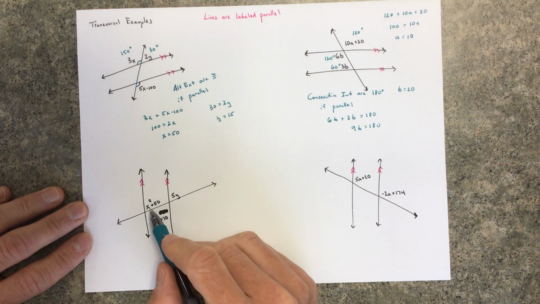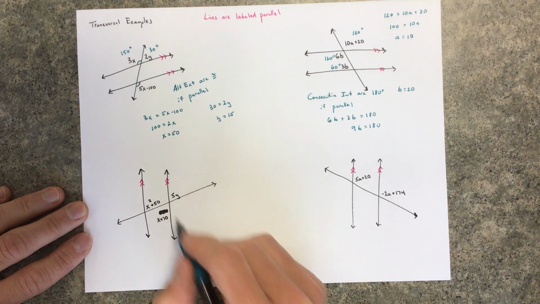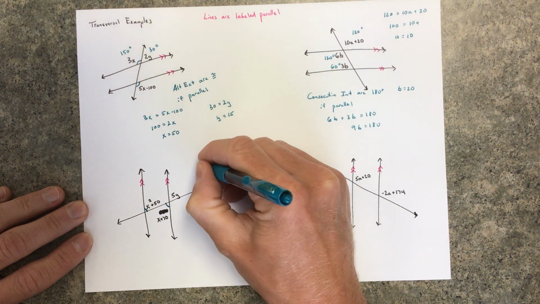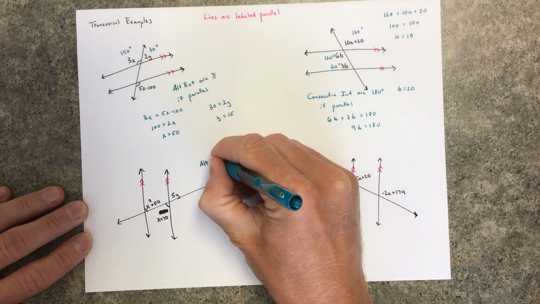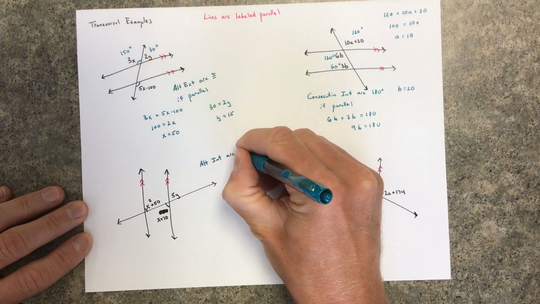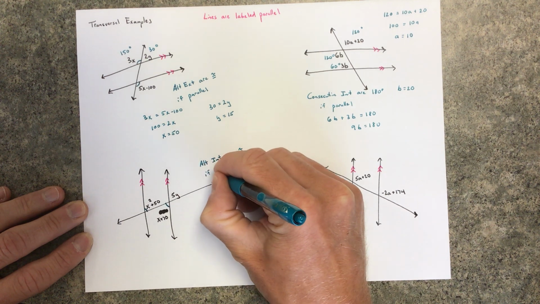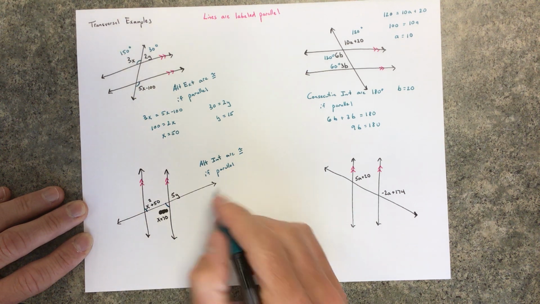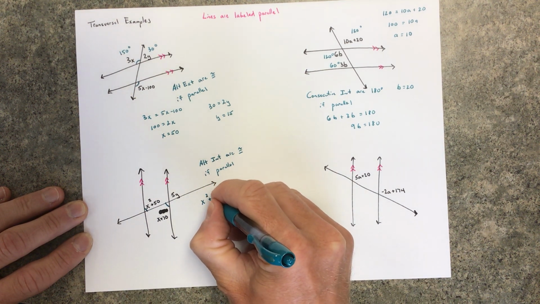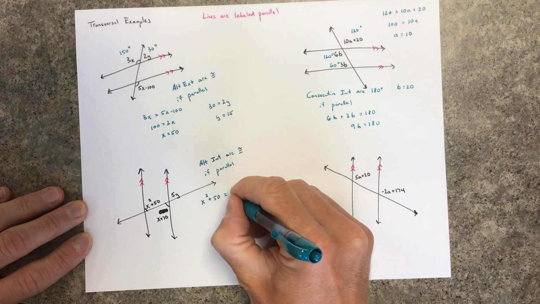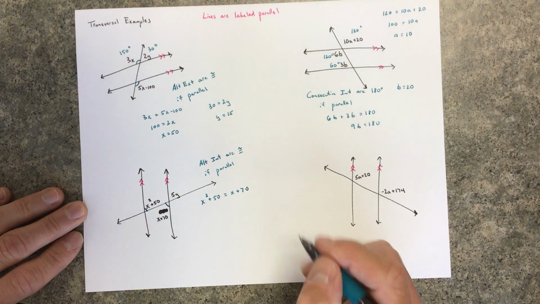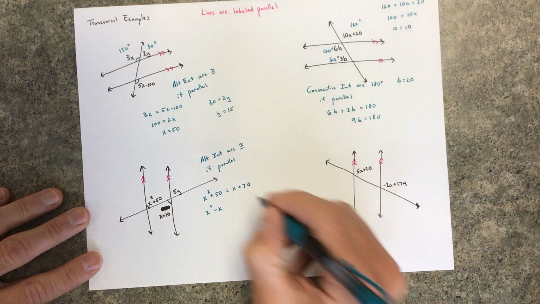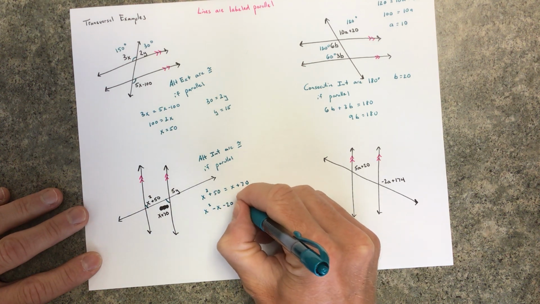Okay, down here I have x squared plus 50, x plus 70, and 5y. I'm talking about this angle here and this angle here. Alternate interiors are in fact congruent as long as the lines are parallel, and the lines are labeled parallel. Since I know they're congruent, I can set them equal to each other. Again, I know that x squared plus 50 has to equal x plus 70. This is a quadratic, so I'm going to move everything over here. I'm going to subtract the x over, and then subtract 70 over, and get this.